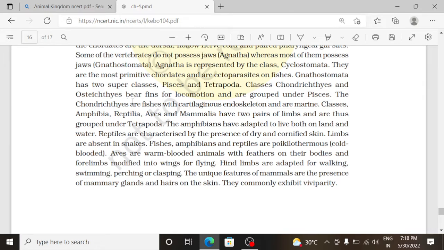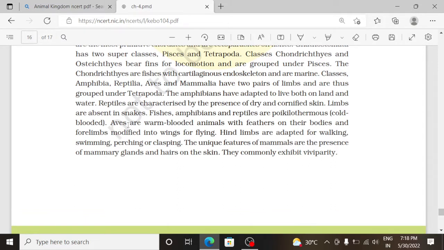Gnathostomata has two superclasses, Pisces and Tetrapoda. Classes Chondrichthyes and Osteichthyes bear fins for locomotion and are grouped under Pisces. The Chondrichthyes are fishes with cartilaginous endoskeleton and are marine. Classes Amphibia, Reptilia, Aves and Mammalia have two pairs of limbs and are thus grouped under Tetrapoda. The amphibians have adapted to live both on land and water. Reptiles are characterized by presence of dry and cornified skin. Limbs are absent in snakes.